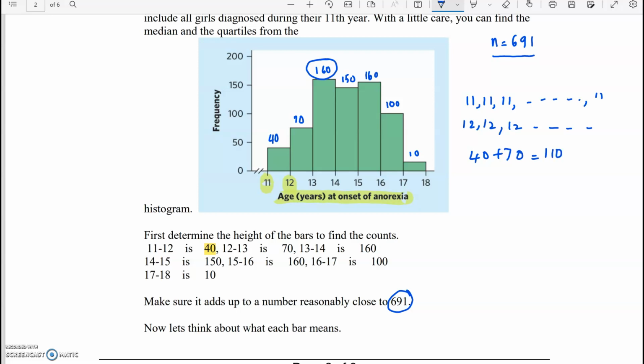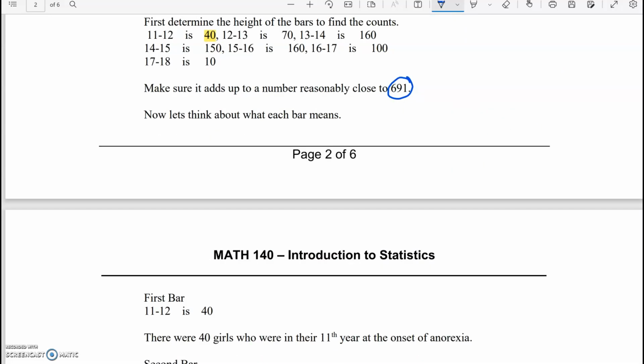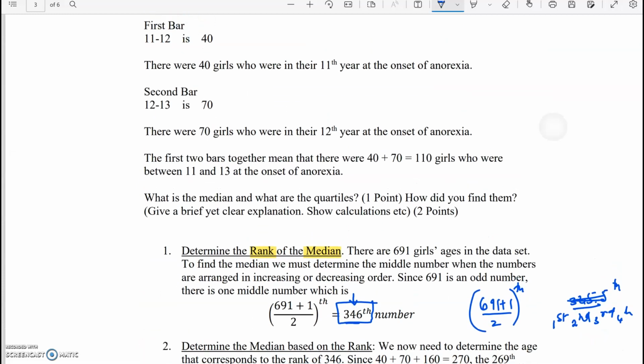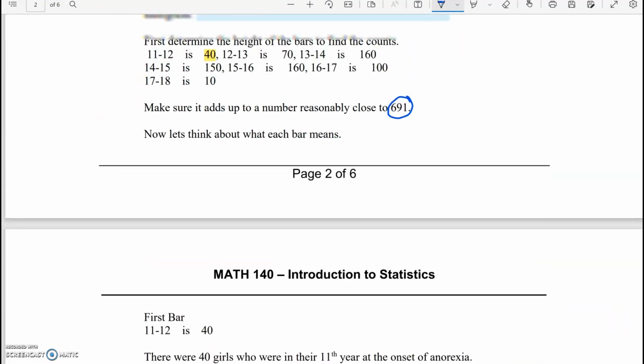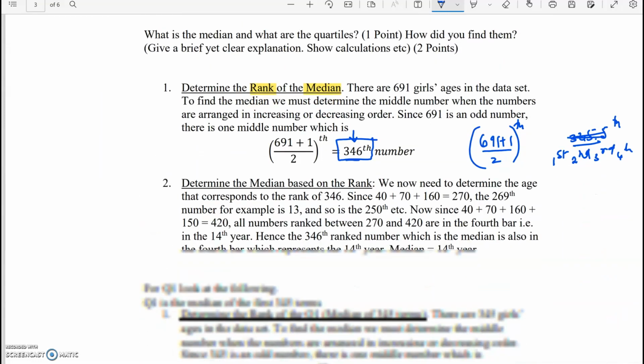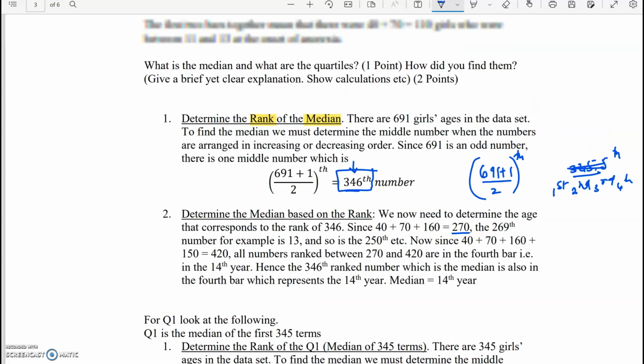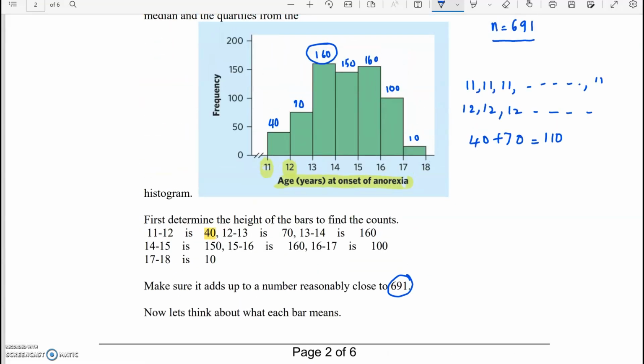So the first 110 numbers are either 11s or 12s. Remember, we have to locate the 346th number. So we add 160, which means we're looking at the first... So I'm adding 160 to this. So there would be 270. So the first 270 numbers are either 11s, 12s, or 13s.